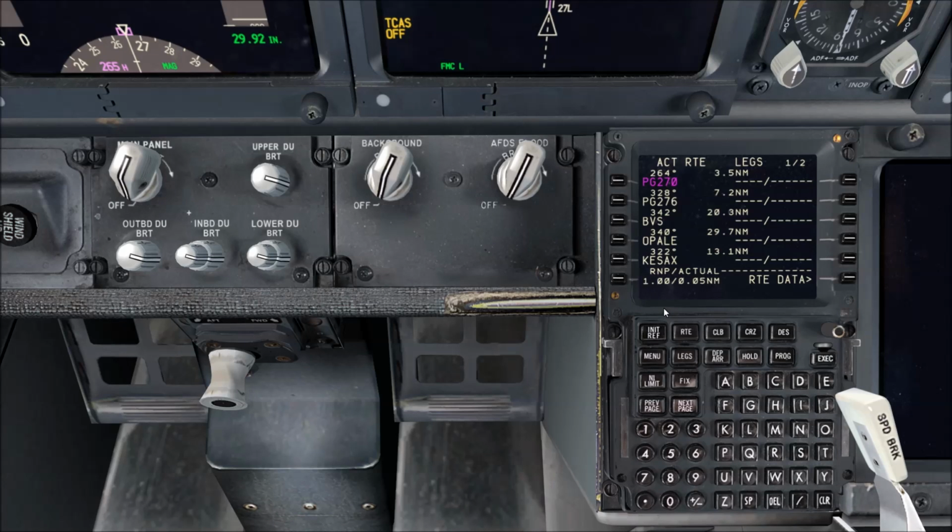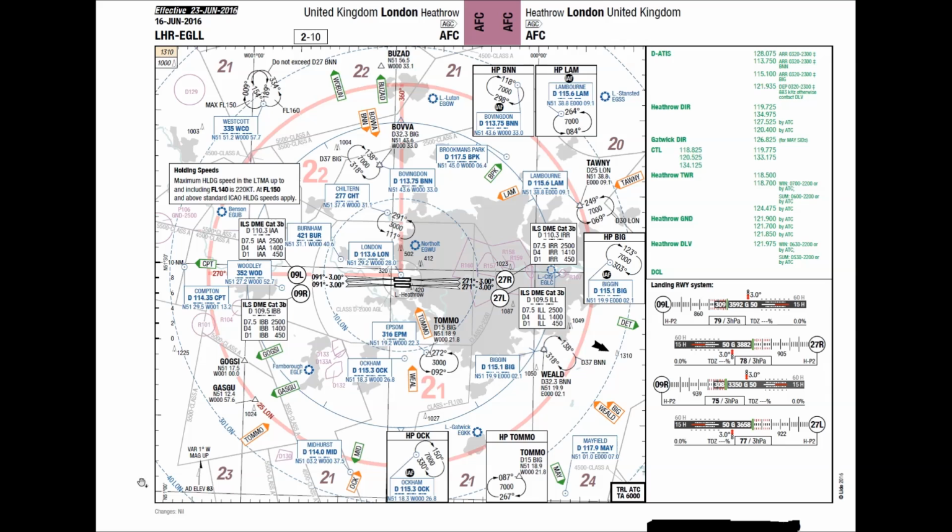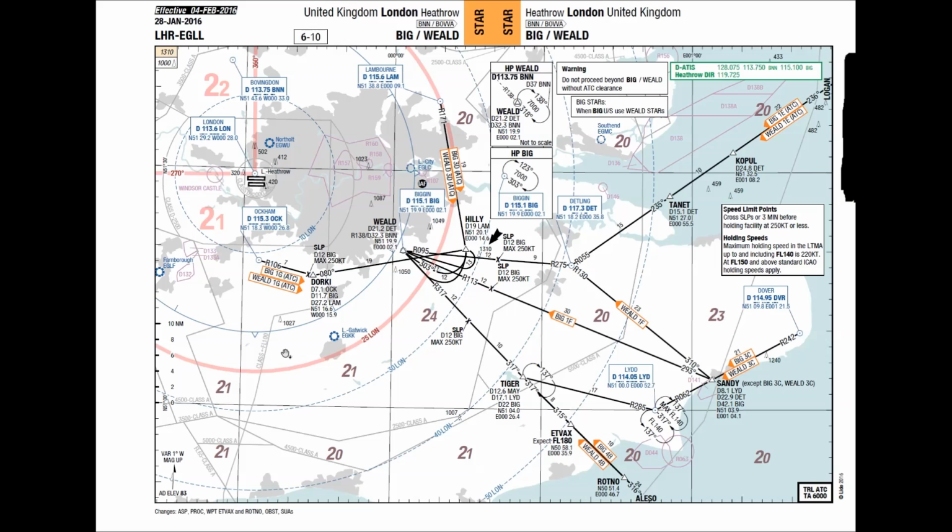Now we can check the arrival for Heathrow, and look at the AFC chart once again, and look for an orange arrow with Alesso. So looking towards the southeast of London, all we can see is Bovingdon arrival. There's no sign of Alesso anywhere on the AFC chart. So we'll try to look for a Bovingdon arrival chart.